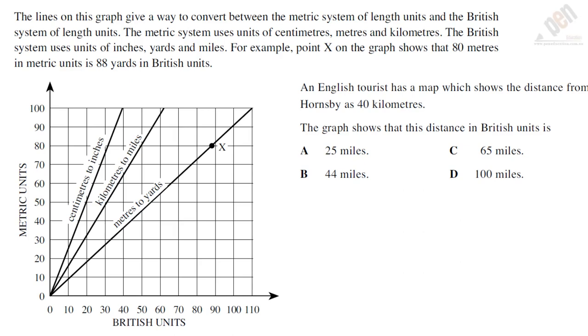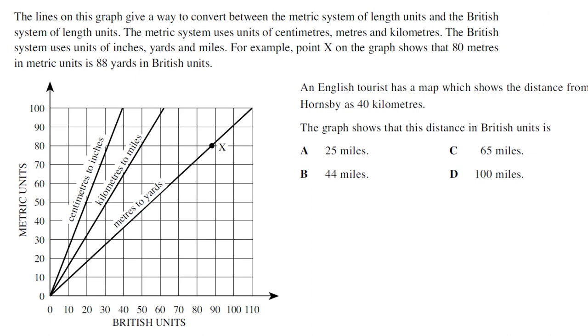The lines on this graph give a way to convert between the metric system of length units and the British system of length units. The metric system uses units of centimetres, metres and kilometres. The British system uses units of inches, yards and miles. For example, point X on the graph shows that 80 metres in metric units is 88 units in British yards.